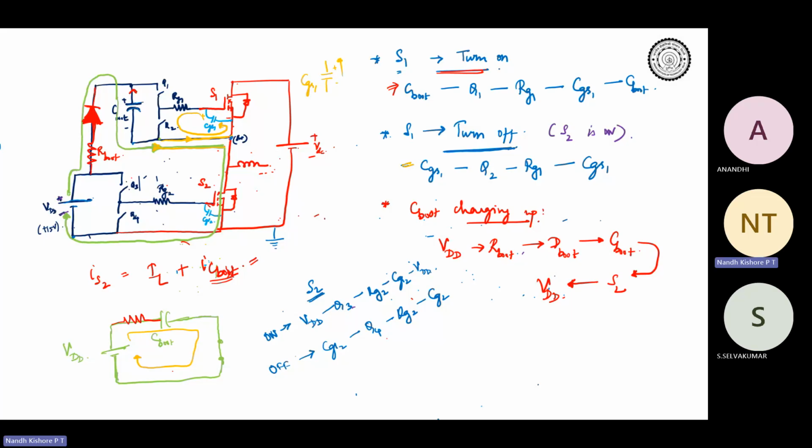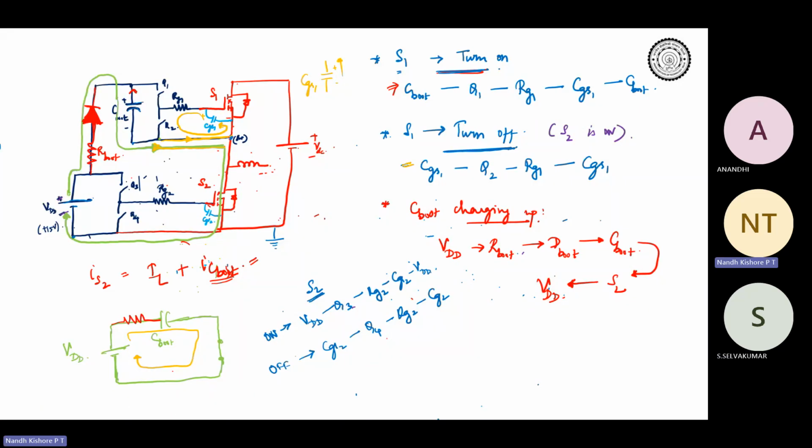Okay. So again, I will just recap. When S1 has to turn on, it will turn on from C boot through Q1, through RG1, CGS1, and back to C boot. And if S1 has to turn off, it will be from CGS1, Q2, and then RZ1 back to CGS1. Okay. That is S1 turn off.